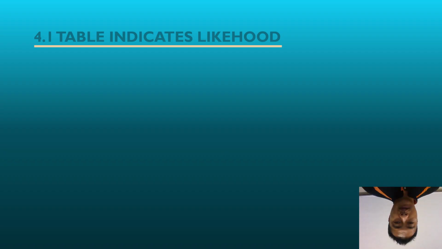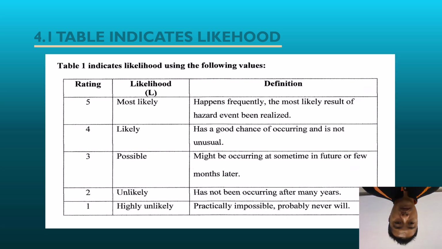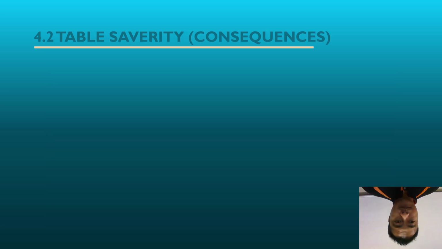4.1 Table indicating likelihood. This is a likelihood table. Rating 5, most likely: happens frequently, the most likely result of a hazard event being realized. Rating 4, likely: has a good chance of occurring and not unusual. Rating 3, possible: may occur at some time in the future or a few months later. Rating 2, unlikely: has not occurred after many years. Rating 1, highly unlikely: practically impossible, probably never will.